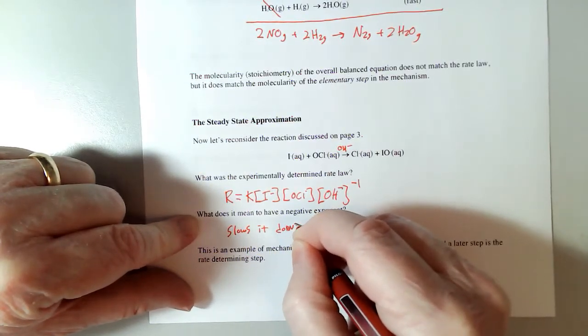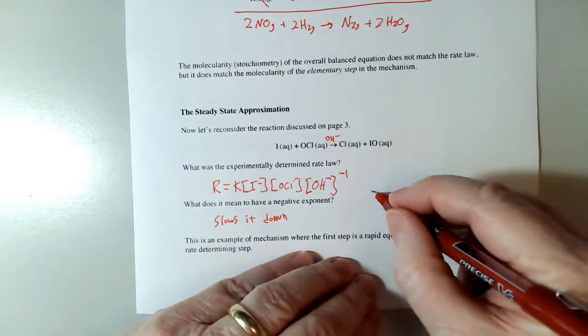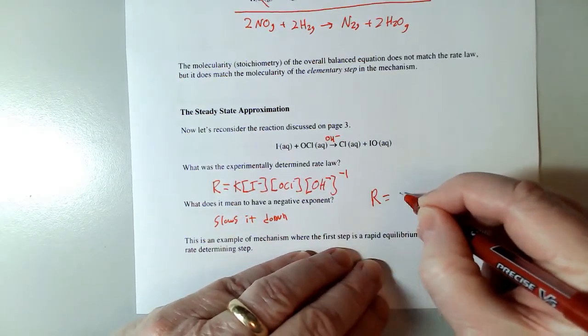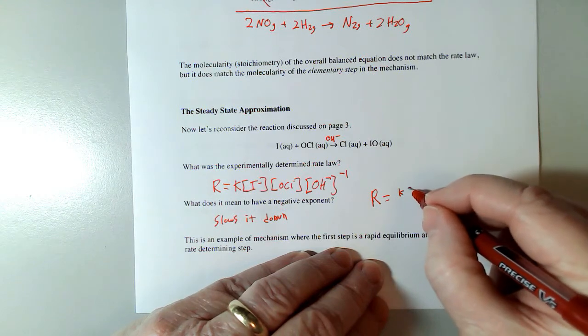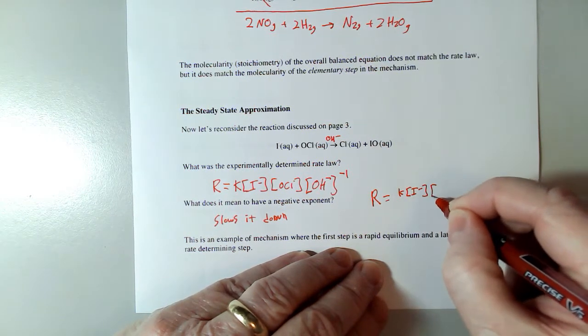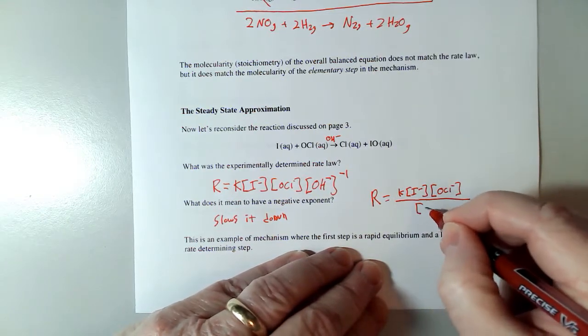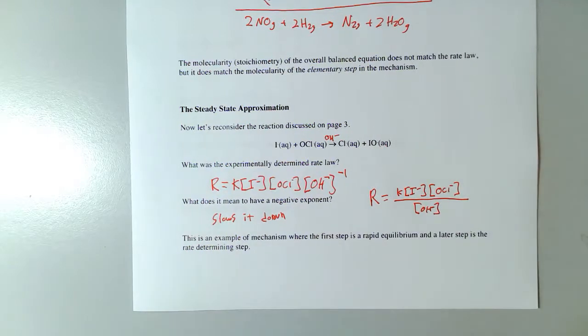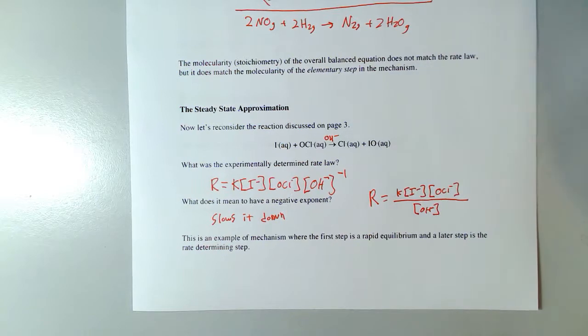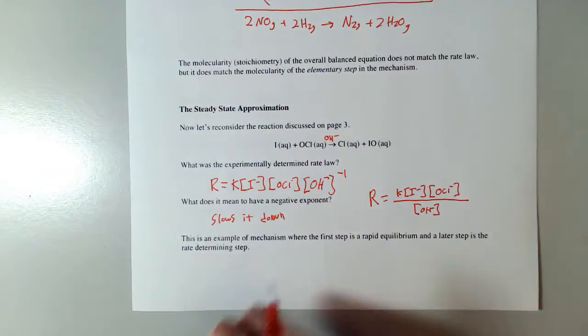Increasing concentration of that species will actually slow down the reaction, because the rate law can also be written as K times the concentration of I minus times the concentration of OCl minus divided by the concentration of OH minus. That's important to keep track of. Okay? So we established this back on page 3. Now, there is a proposed mechanism for this where the first step of the reaction is not the slowest step, but it actually is in a subsequent step.